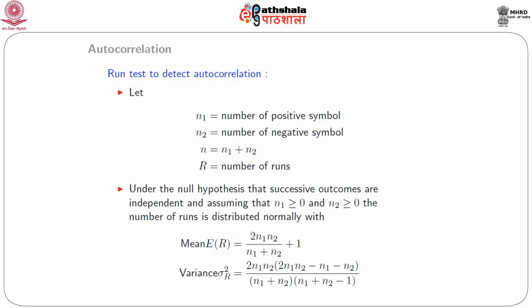Under the null hypothesis that successive outcomes are independent, and assuming that both N1 and N2 are greater than 10, the number of runs is distributed normally. That is, the number of runs R is distributed with mean 2 times N1 N2 divided by N1 plus N2, plus 1, and with variance 2 times N1 N2 times (2 N1 N2 minus N1 minus N2) divided by (N1 plus N2) squared times (N1 plus N2 minus 1). So, the distribution of the number of runs is normal with the mean and the variance as I have defined here.